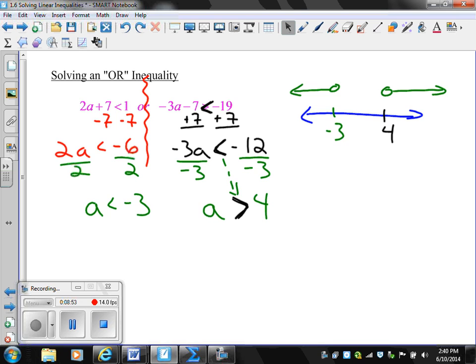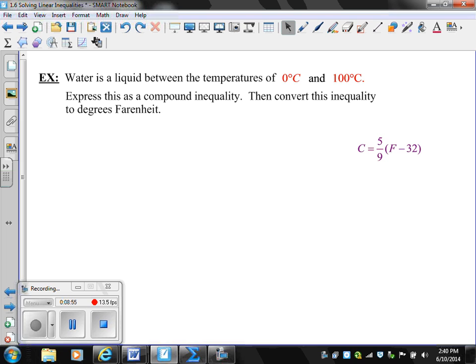Okay, let's now look at this in some kind of an application context here. So water is a liquid between the temperatures of 0 degrees Celsius and 100 degrees Celsius. So what I'm going to do at this point is write this as a compound inequality, and then I'm going to convert this inequality to degrees Fahrenheit. And I have over here on the right side our conversion to go from Fahrenheit to Celsius.